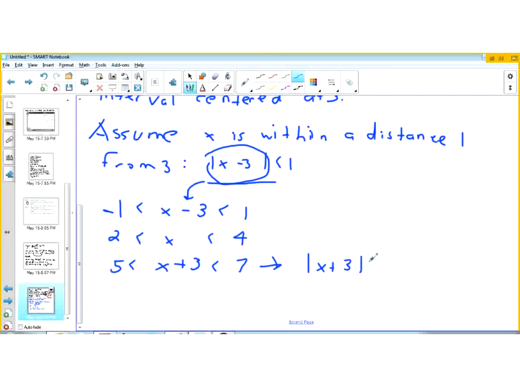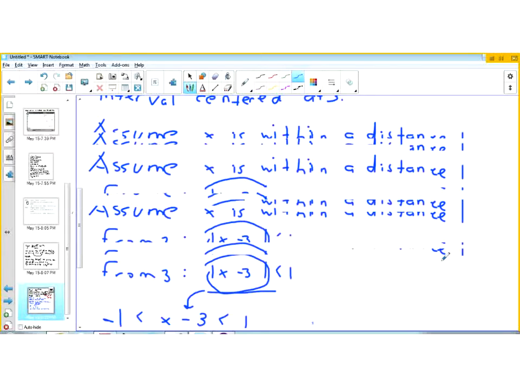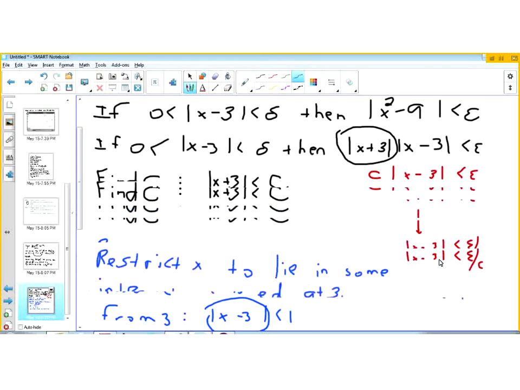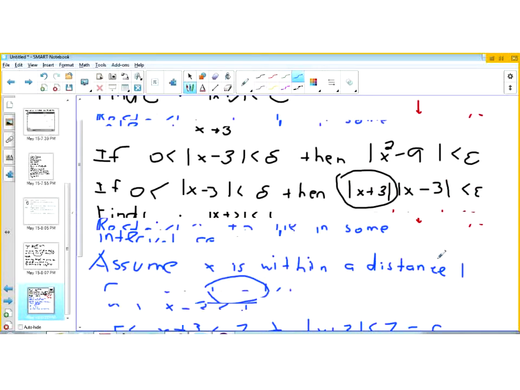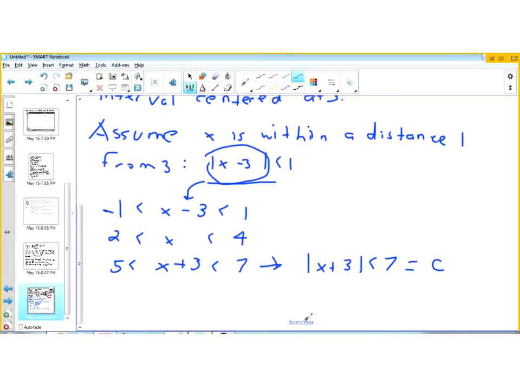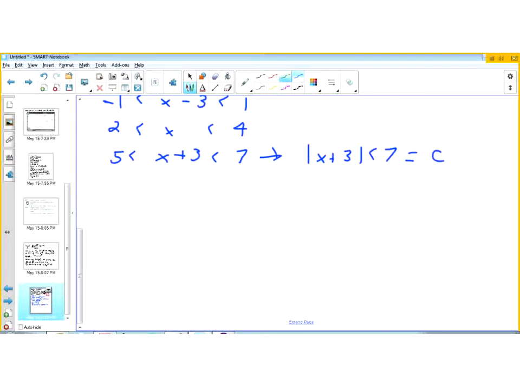Clearly, to get C, C is the upper bound of the absolute value of x plus 3. And if I take the absolute value of x plus 3, then it must be less than 7. And there is your C value. That's your C value. Now we have two restrictions on the absolute value of x minus 3.